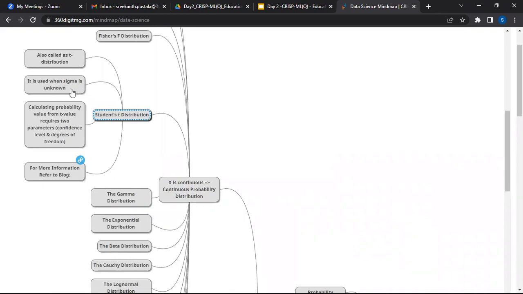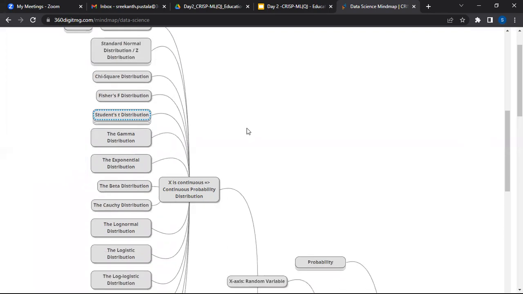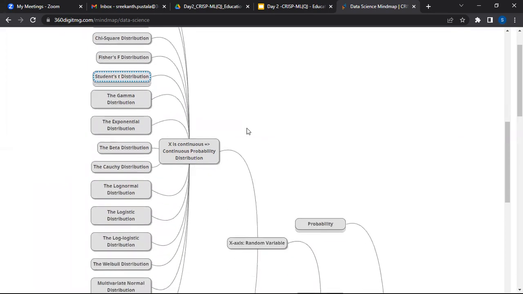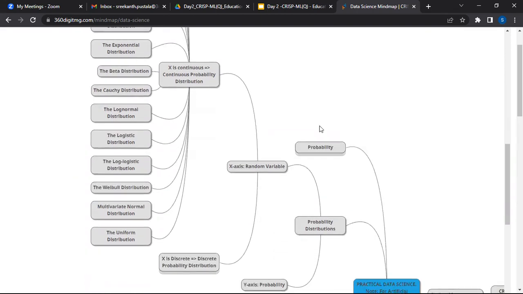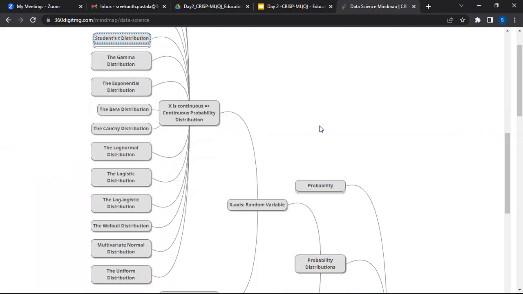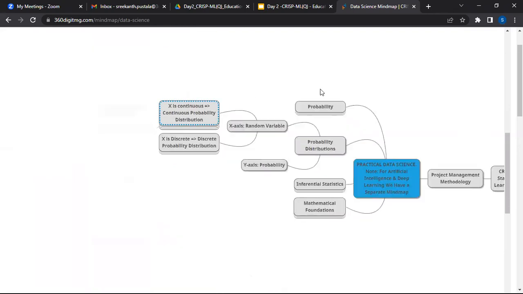It is used when sigma is unknown. And calculating a probability value from a T value requires two parameters, confidence level and degrees of freedom. Apart from that, we have the gamma distribution, the exponential distribution, the beta distribution, and the log normal distribution. All these are different distributions that we are going to look into when we have continuous data.